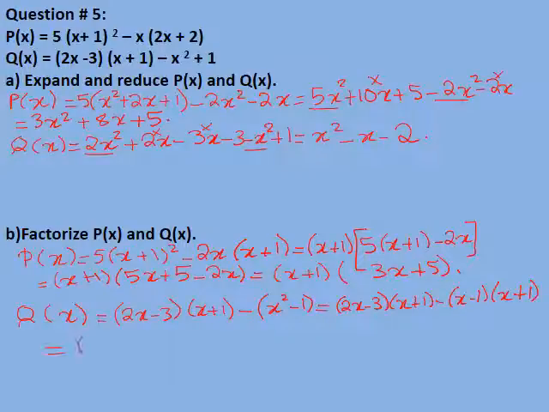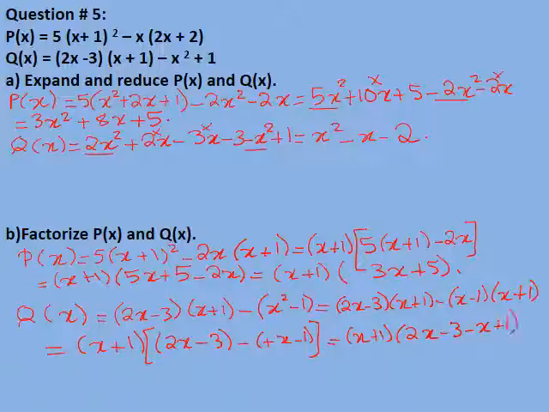Now we have common x plus 1. So we have x plus 1 into 2x minus 2, minus x minus 1, which is x plus 1 into 2x minus 2 minus x plus 1. Please, when you are multiplying, pay attention to the signs because some of you are still making mistakes in the signs. 2x minus x, minus 2 plus 1, that is x minus 1. So this is how we factorize.